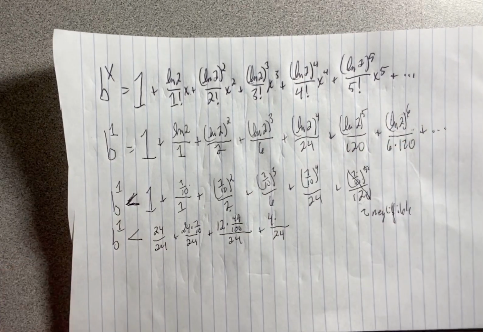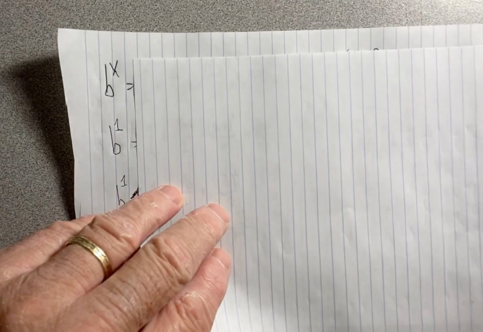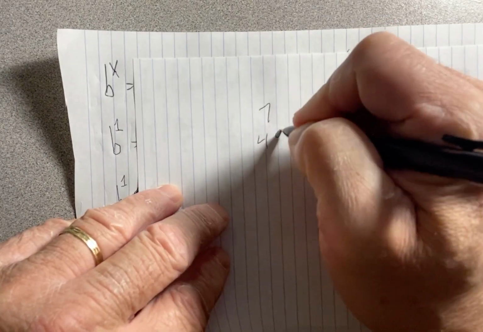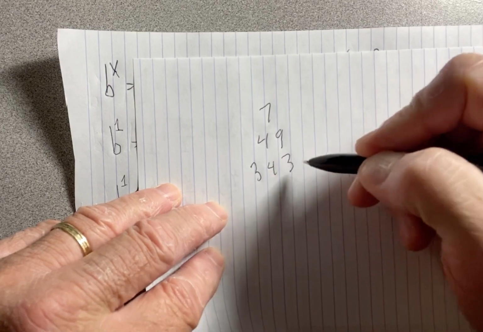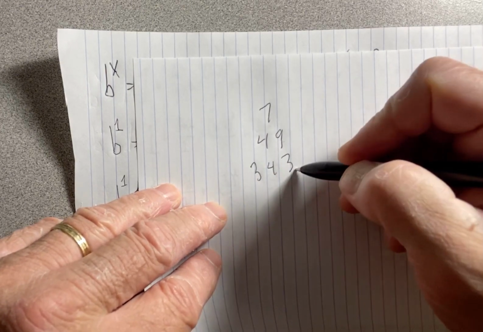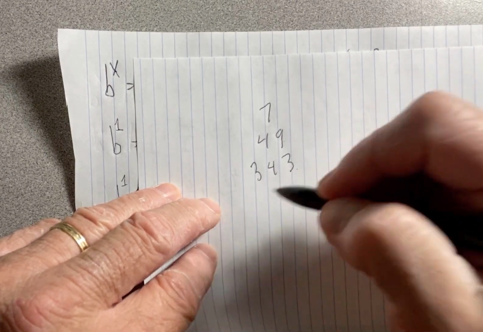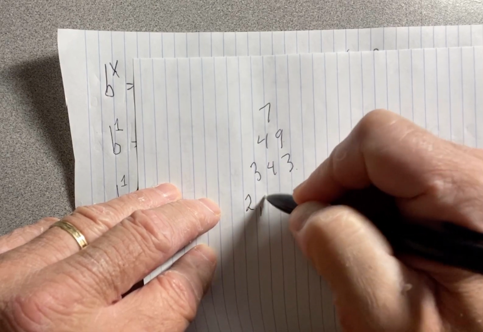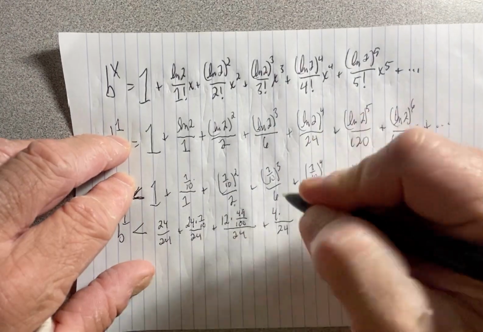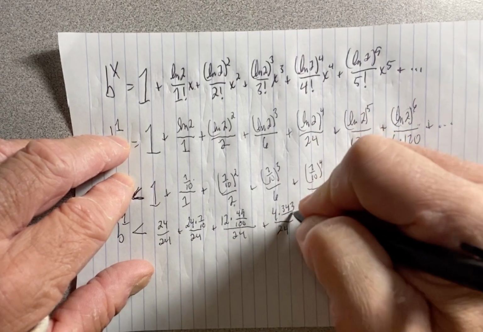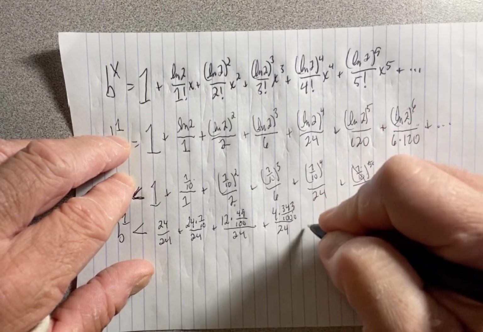Whoa, wow, we need the powers of 7. Let's see, there's 7, 49. The next one's going to be 343. If I multiply 49 by 7, I get this. Multiply 343 by 7, we're going to get 2,401. So those are the powers. So then this one, the third power is 343 over 1,000 here.